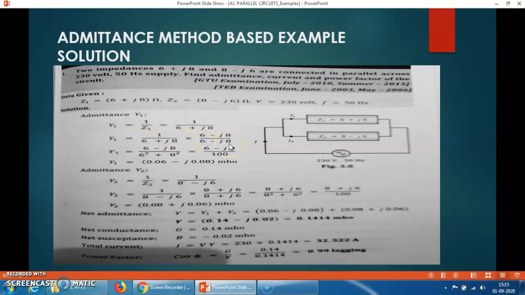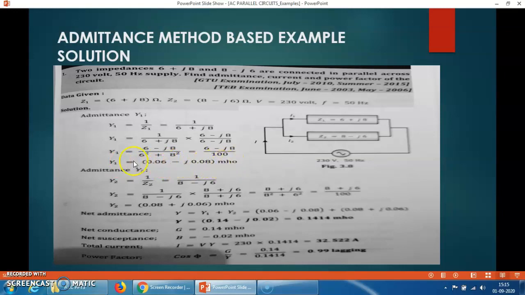As per mathematics, (a plus b) and (a minus b) give a square plus b square. So see here, 6 square minus j square 8 square. What is j square? j square is equal to minus 1. So minus minus plus 8 square. After solving this, you will get Y1 equal to, in the numerator 6 minus j8, divided by 6 square, that is 36, and 8 square, that is 64, so you will get 100. So Y1 is equal to 0.06 minus j0.08 mho.